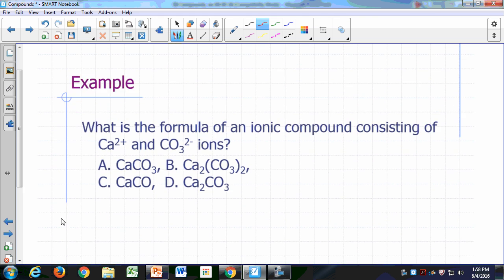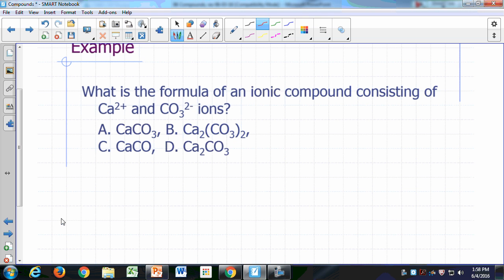Let's look at this one. That's a formula for a compound consisting of calcium and carbonate ions.